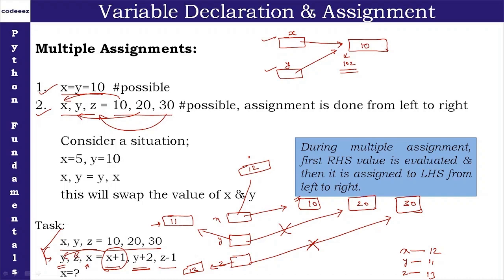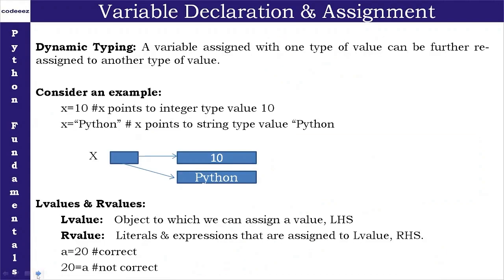Now another most important and interesting feature of Python is that it is dynamic in typing. Now what is the meaning of dynamic typing? Dynamic typing simply makes variables more flexible in Python, right?